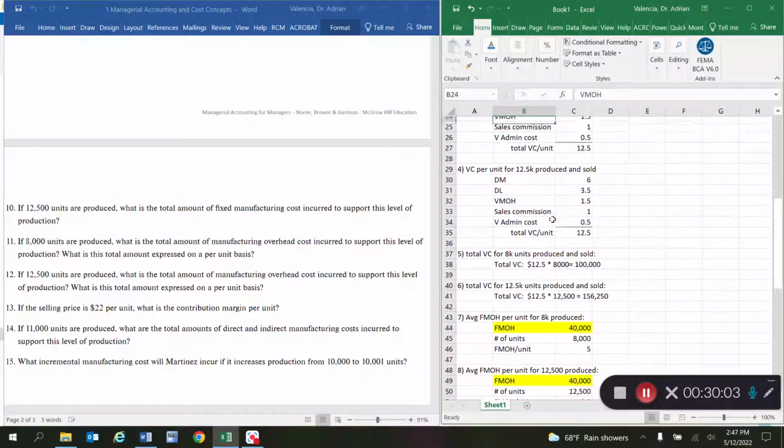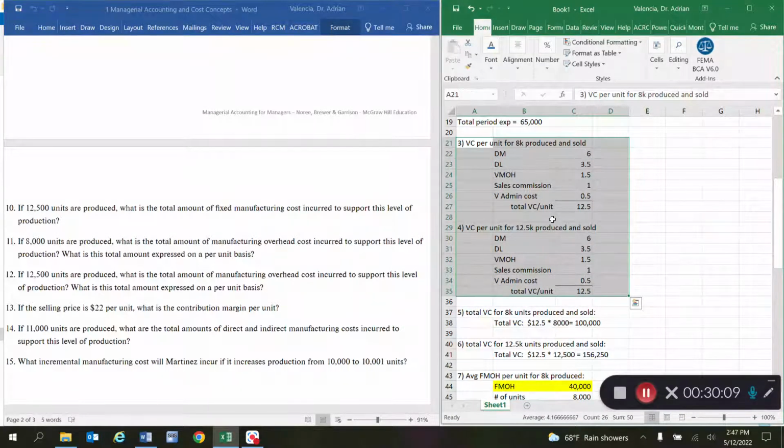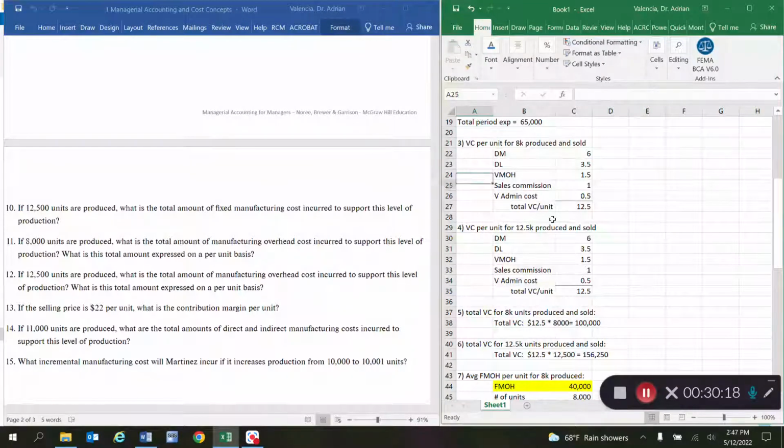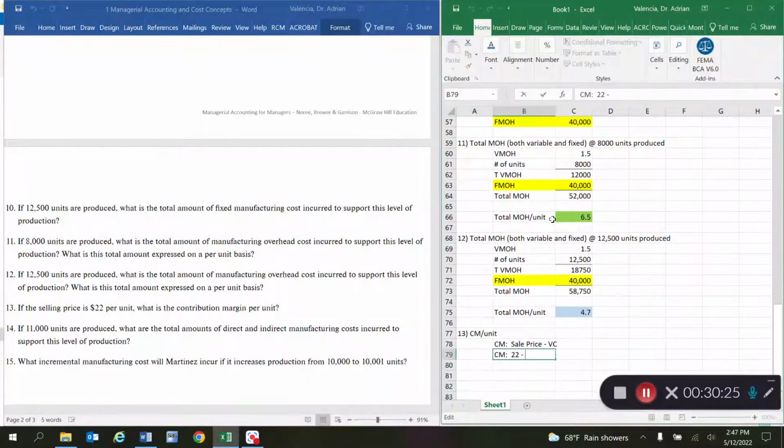From question number 4 or question number 3, either one, it doesn't matter, because recall that the variable cost per unit are the same at whatever production level it is, assuming you're within the relevant range. So that was $12.50 per unit. So I'm going to go in here, and on a per unit basis, my contribution margin is $12.50. I'm sorry, the contribution margin is the difference between that, the $9.50.